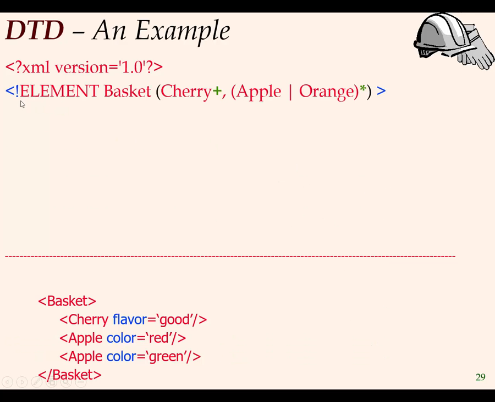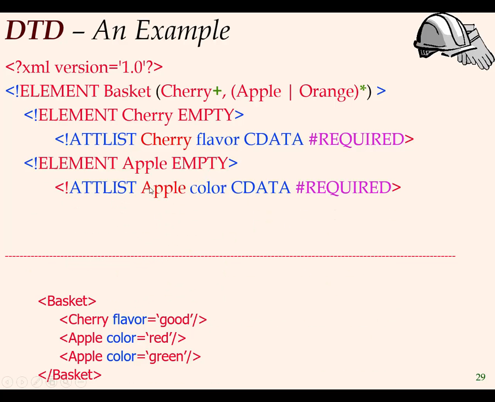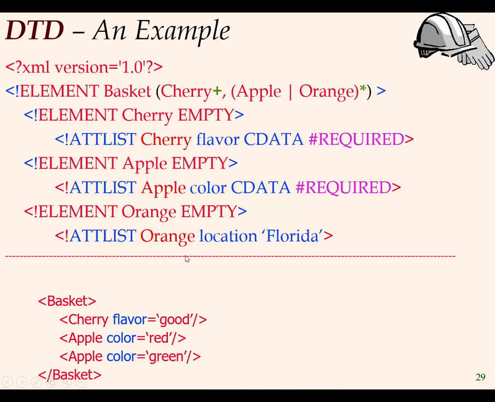So it says I have an element basket that has 1 or more cherry and 0 or more apple or orange. Now, the cherry has an attribute flavor that is required. So cherry flavor is required. Very good. Apple has the color that is required. So far so good. Orange has a default location Florida, but nothing is required.